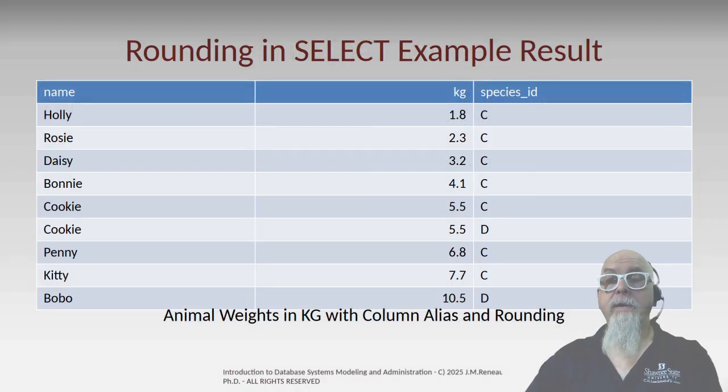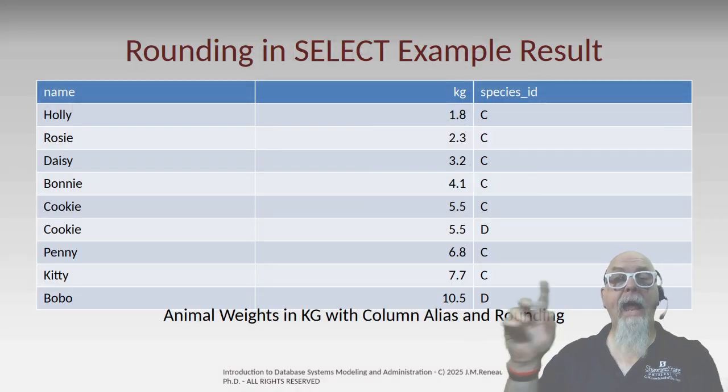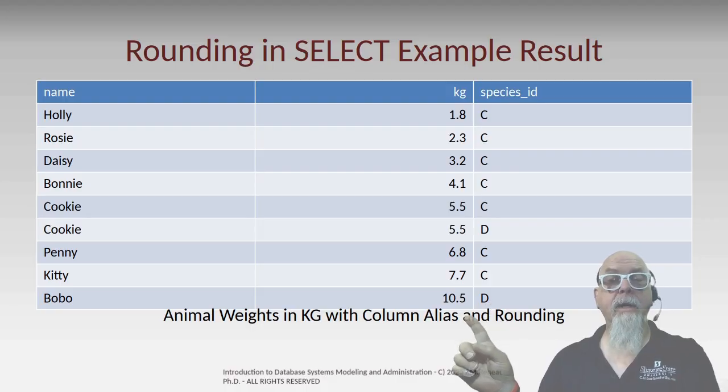Here you can see the result of an animal weights in kilograms using a column alias and rounding to give a nice, pretty result.